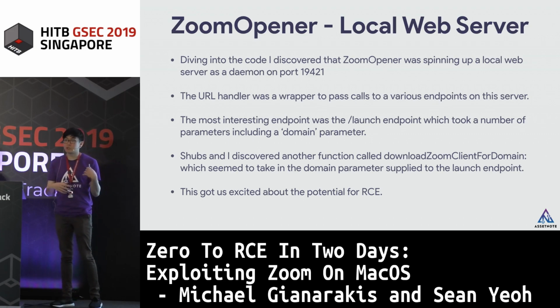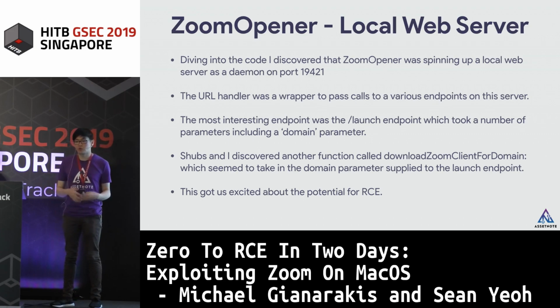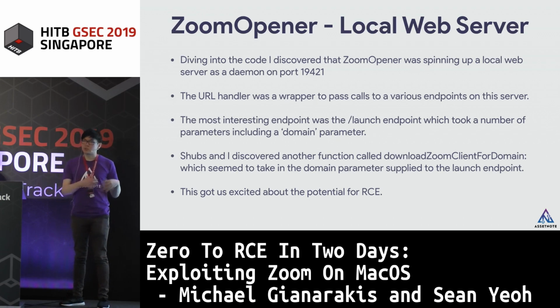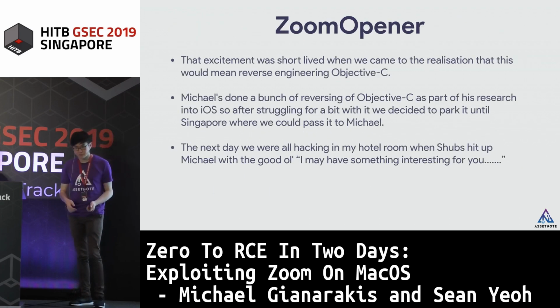So when we further dug through the binary itself, we discovered a function called download Zoom client for domain. Given that this application is called Zoom Opener, it probably opens Zoom. And if we can download a Zoom client from a domain we specify, it sounds like we can just open files that we specify to download. So we got really excited at the potential for an RCE.